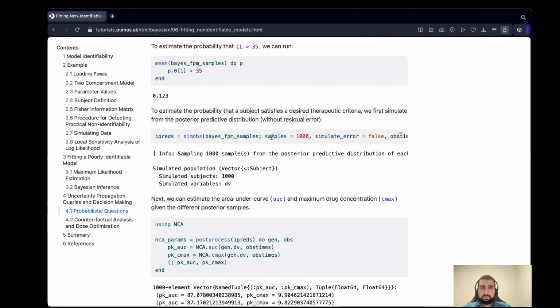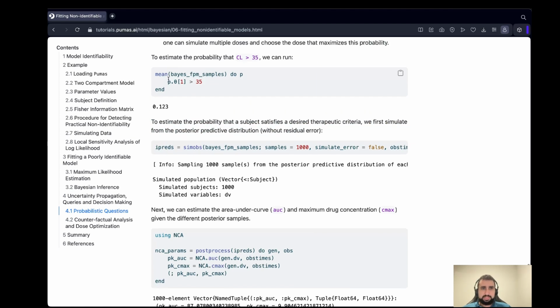Okay, next what we want to do is evaluate the probability, not the probability of some event in the parameter space. So that's an event in the parameter space, right? The clearance more than a certain value. What we want to do next is actually estimate the probability of some events in the prediction space, where we propagate the uncertainty forward first.